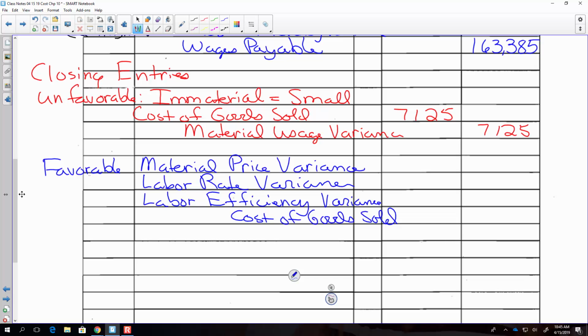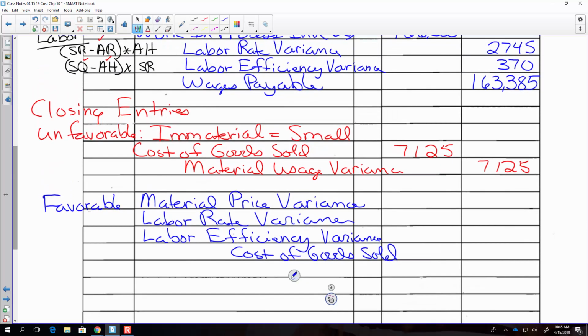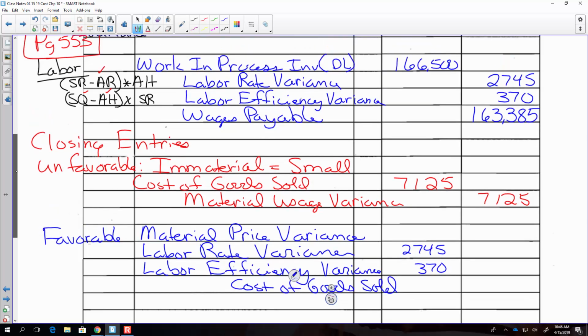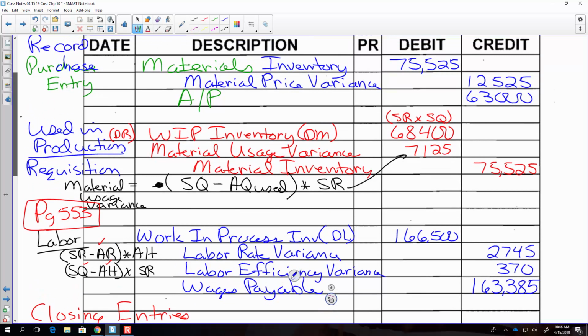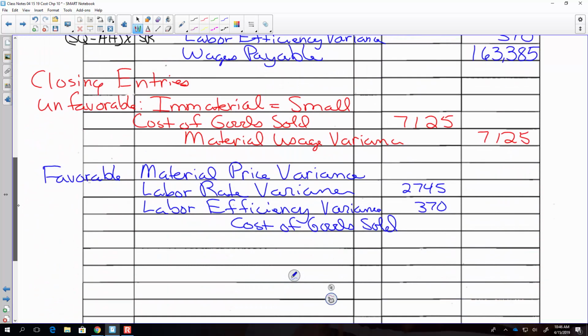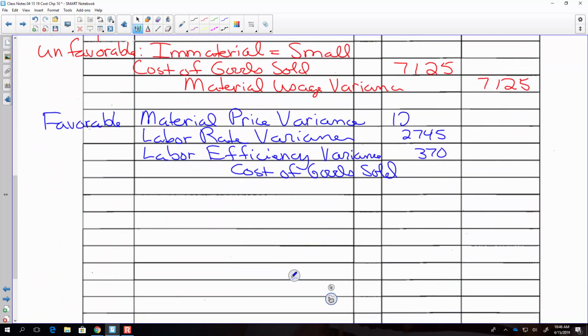Let's see, I'm just gonna squeeze up here a little bit. 2745, 370. And the price variance was 12,525. $15,640. 15,640.